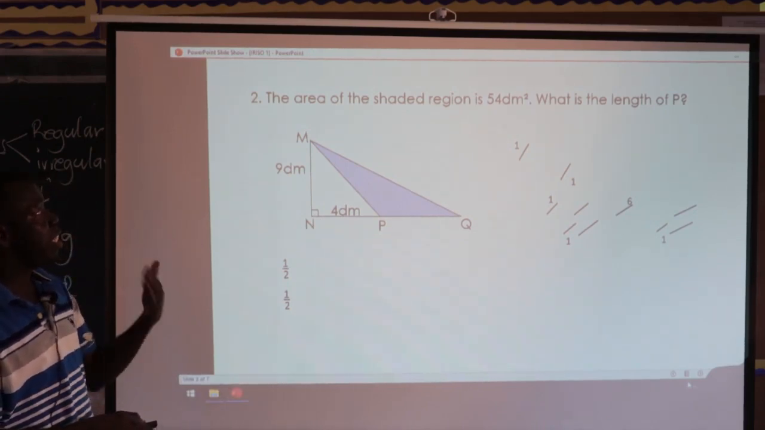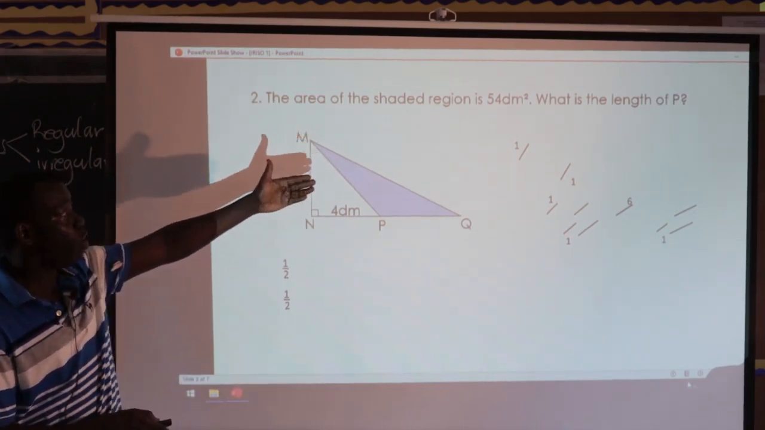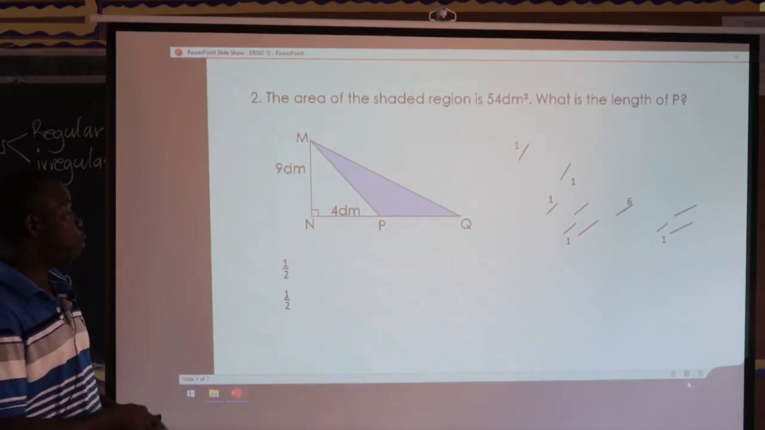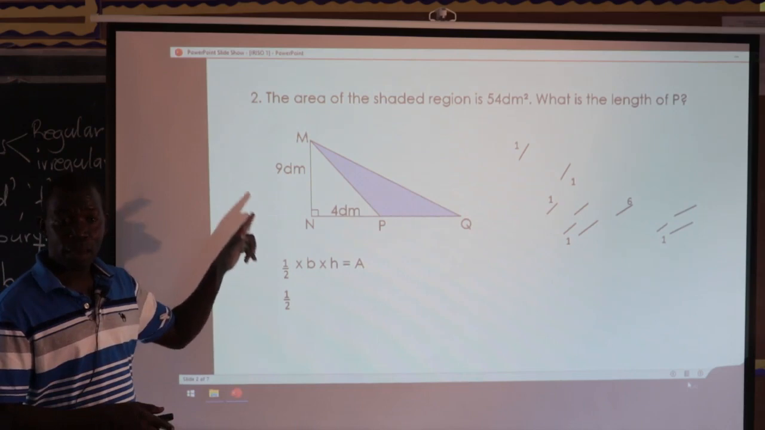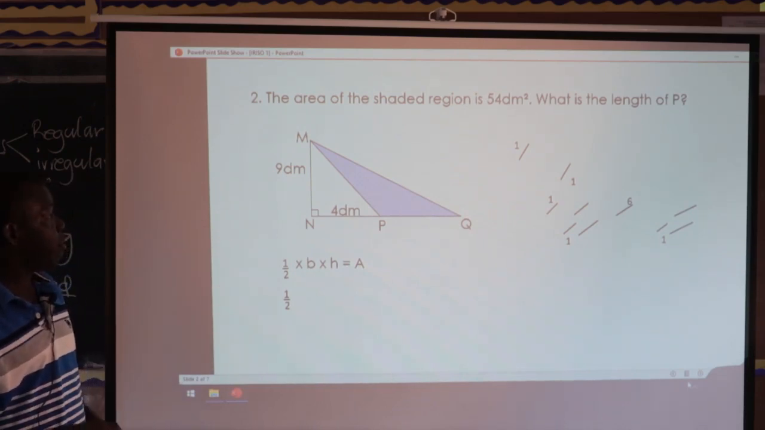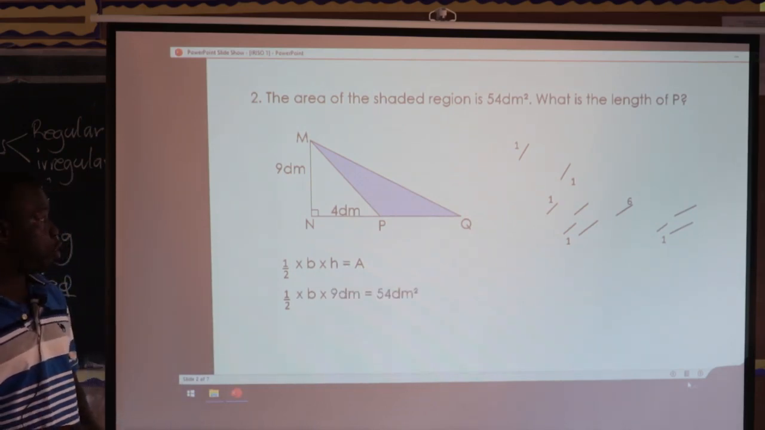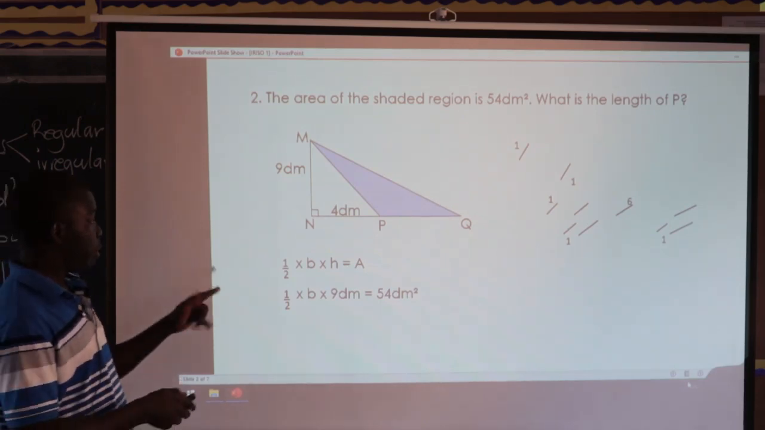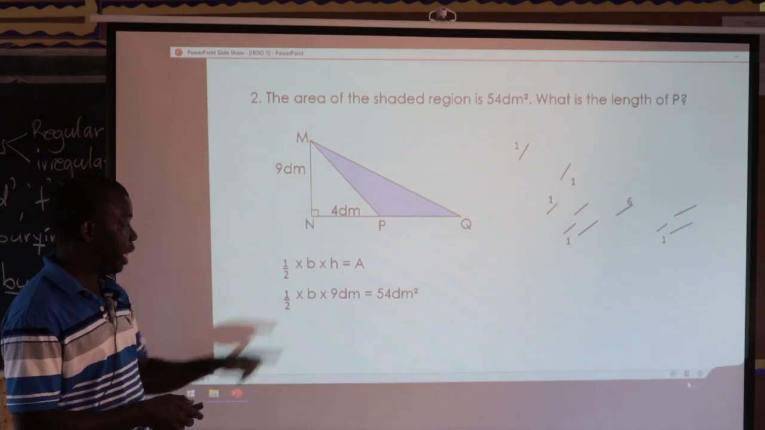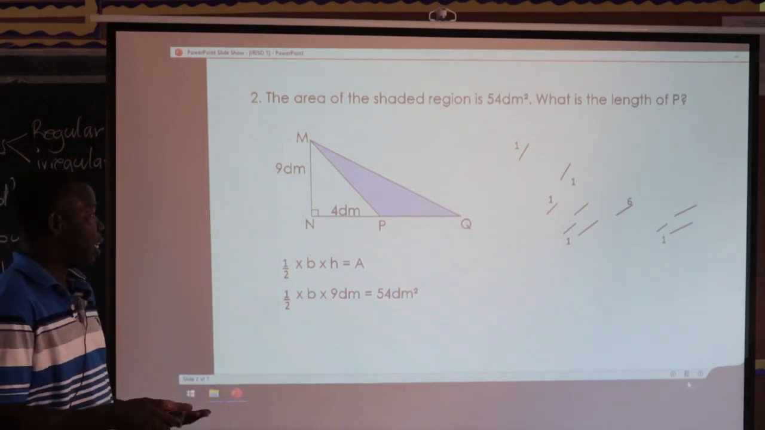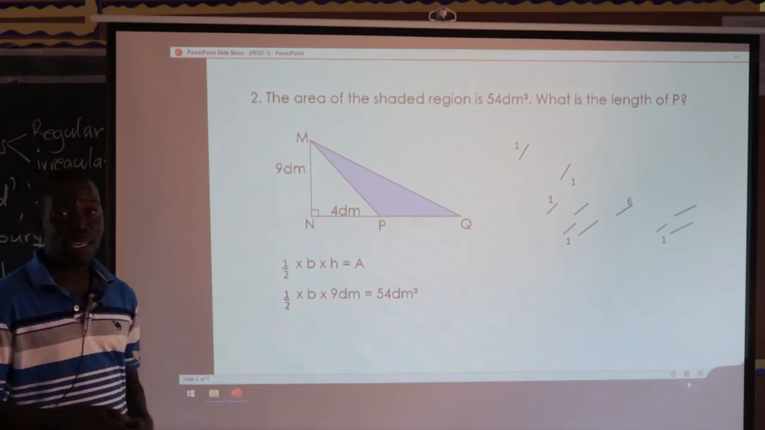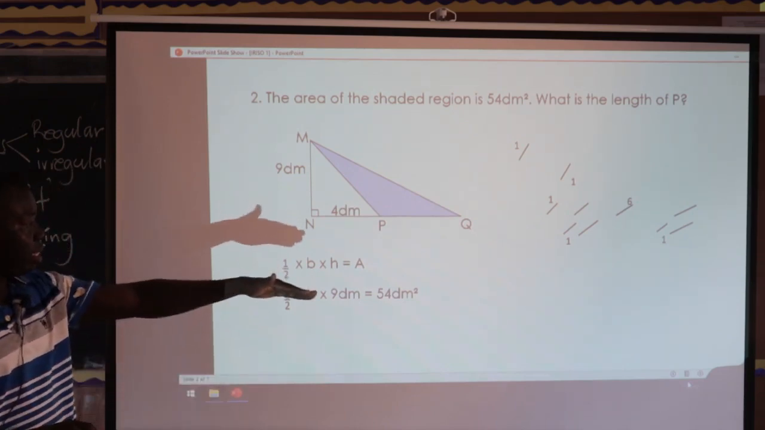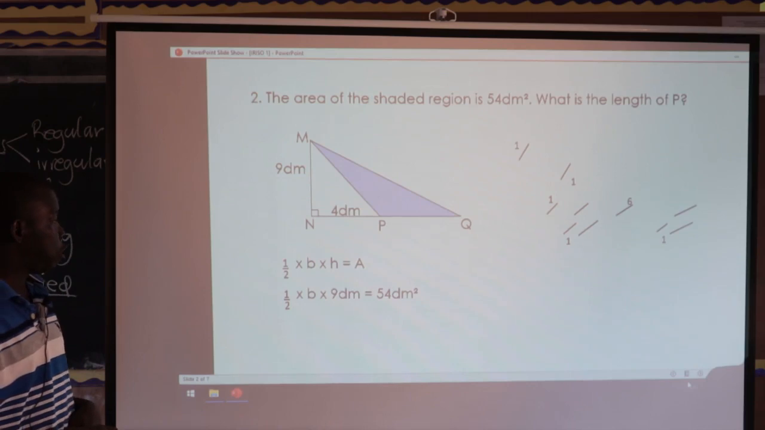So begin by stating, because you are given the area of a triangle, begin by stating the formula, which is a half times base times height. Good. After that, make the right substitution. Remember, PQ is the base. So it is PQ which is missing. So the base is P. I've decided to maintain as B, sorry. And then our height is 9 decimeters. The area is that. Good substitution.